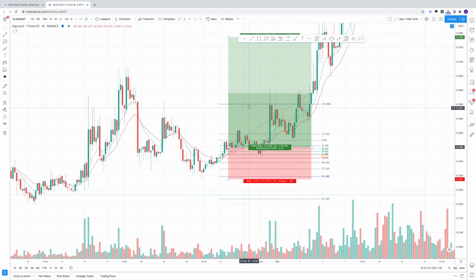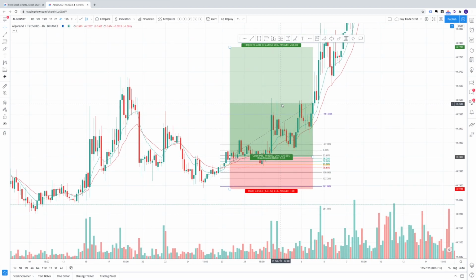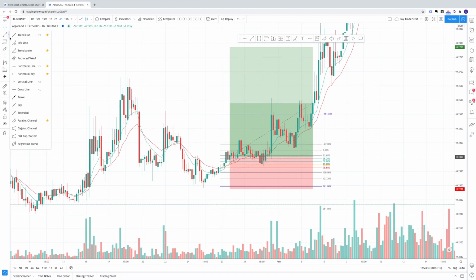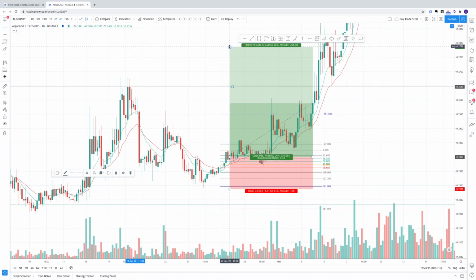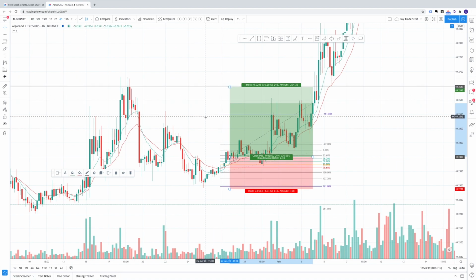Now, where I initially draw my take profit is at previous structure, the previous high. So that would be here. So I'm going to mark it a horizontal line there. I usually don't include the wicks because I have more chance of price getting to here than a wick. So I'll have my initial take profit set to there.